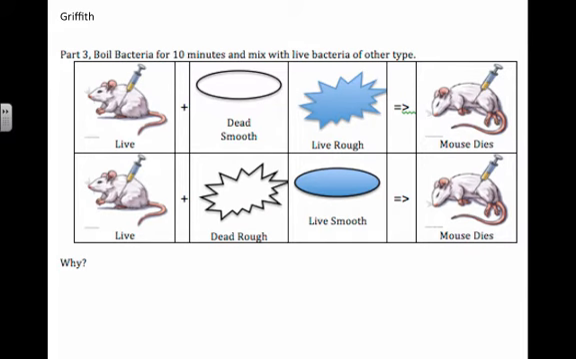Hopefully, one of the things you came up with is, let's see what kind of bacteria we get if we isolate bacteria from this mouse. And what you wind up with is live smooth bacteria. So when Griffith did this, he concluded that there's some factor in the dead smooth bacteria that the live rough bacteria took up, which transformed the rough bacteria into live smooth bacteria, and that allowed them to kill the mouse.